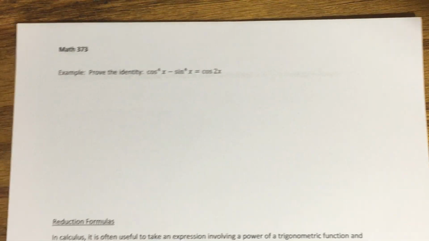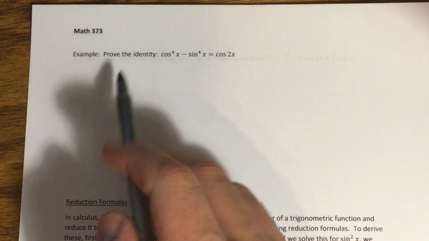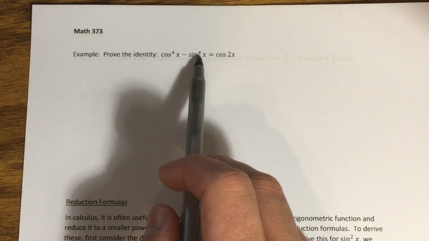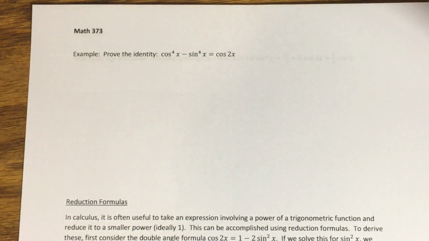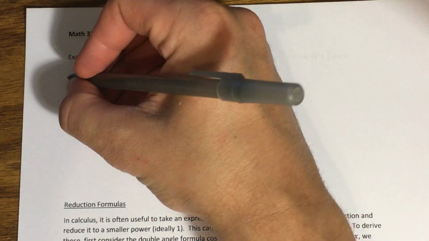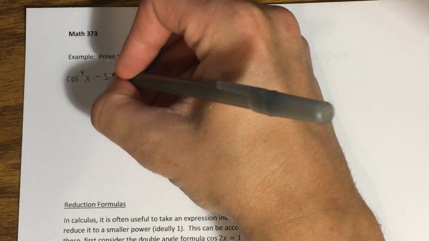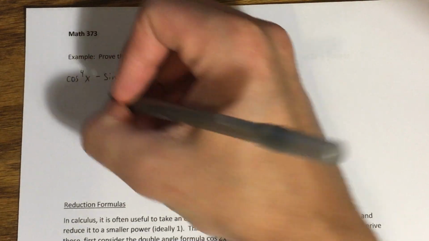Let's try one more. In this case, we're proving an identity. So the identity that we're looking at is cosine to the 4th power of x minus sine to the 4th power of x equals cosine of 2x. Now in this case, I'm actually going to start on the left-hand side, and if I use some of my algebra knowledge, this ends up being not too difficult to do. So cosine to the 4th of x minus sine to the 4th of x there.